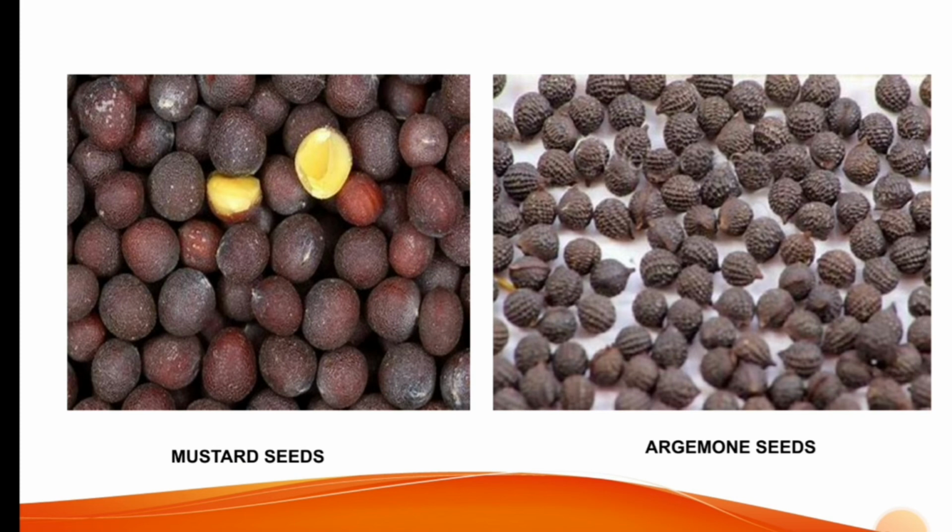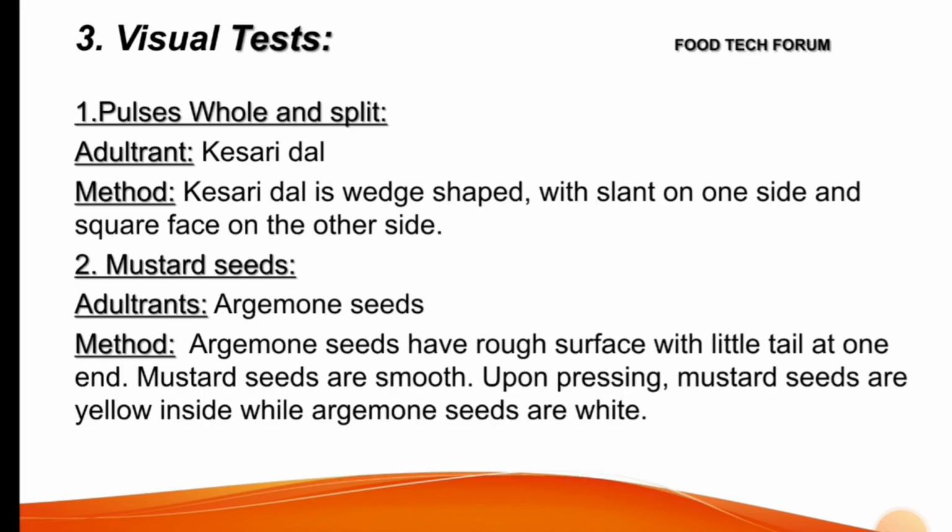But you can see the mustard seeds on the left side, they have a smooth surface. As well, if you break those seeds, you can see mustard seeds have a yellow color inside while the argemone seeds have a white color. So that is the difference between them.